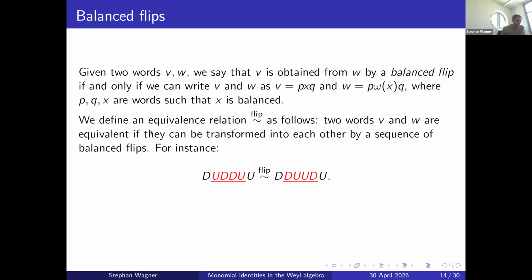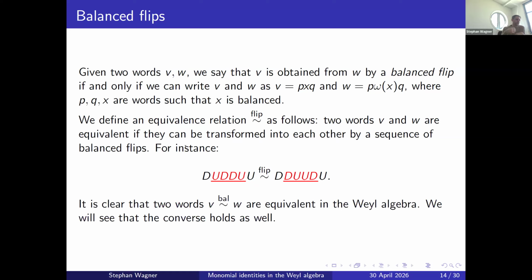Again, I define an equivalence relation based on this, where I say the two words are equivalent if I can transform them into each other by a sequence of such flips. So for example, DUDDUU could become DDUUDU by one such flip. And I could repeat this now with a different balanced subword. In this particular case, I don't think I would be able to do very much further, but if there is a longer word, then of course you can flip something else still.